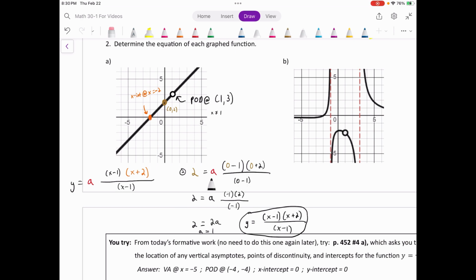All that was left to do was figure out what a had to be, and we did that just by plugging in any point we could see, x, y. I chose to use the y-intercept because it was easy to see, and the y-intercept is nice because x is 0 there, so it makes the math a little simpler.